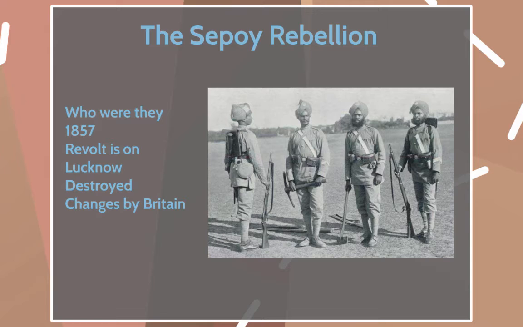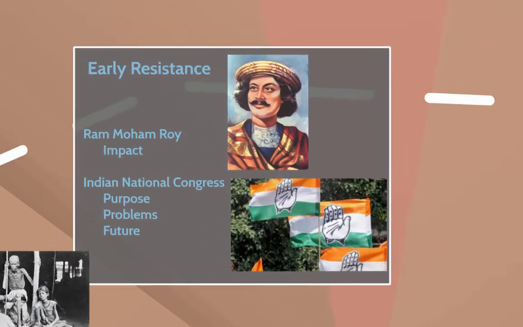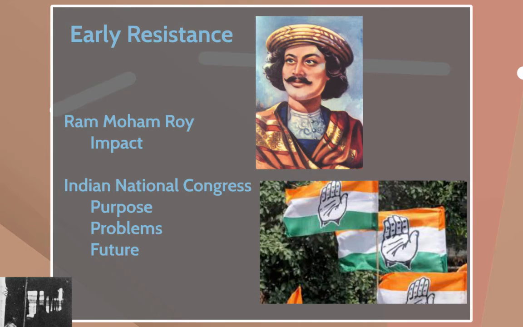But on the other side, they are not allowed to have anything more than like kind of clerical jobs in the government. They can't vote. They don't control the economy. And that's where a guy by the name of Ram Mohan Roy is going to come in.